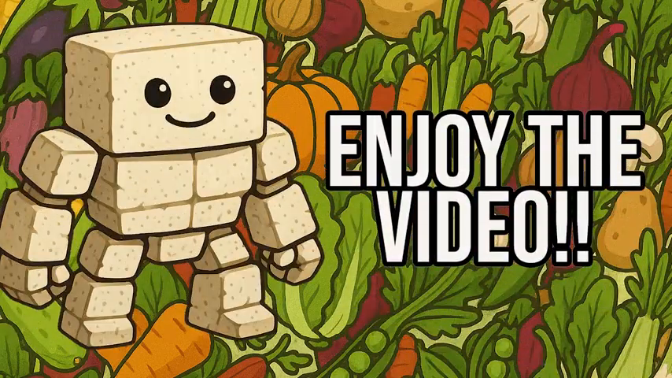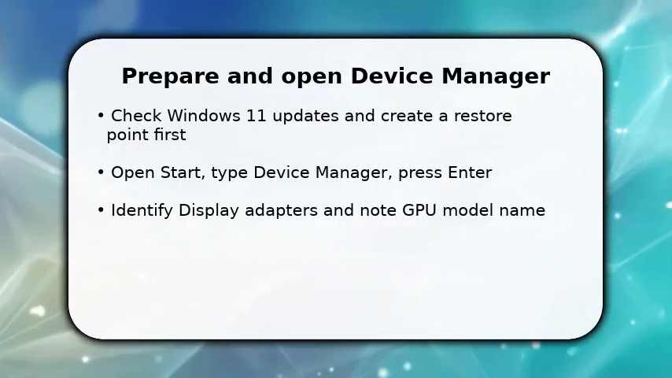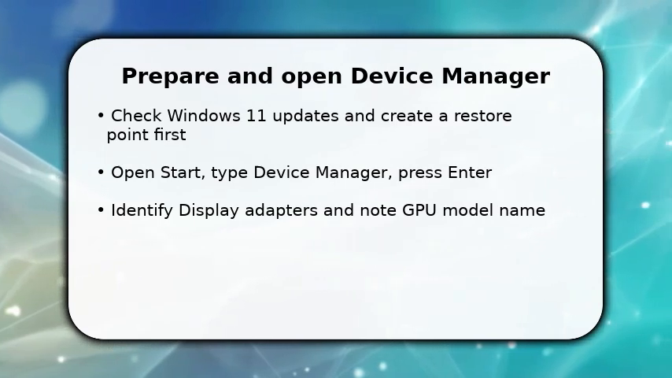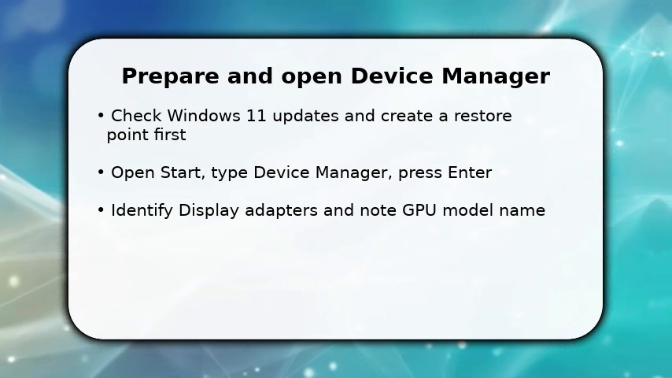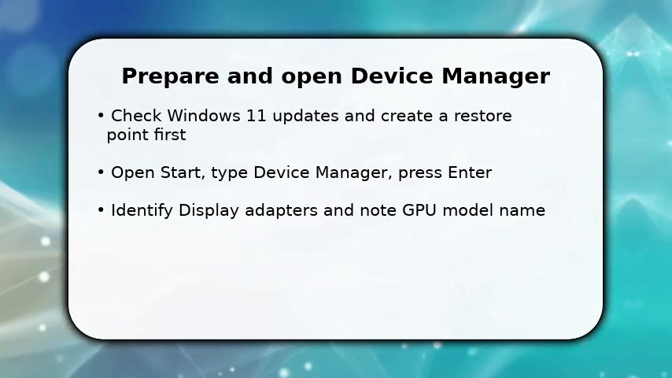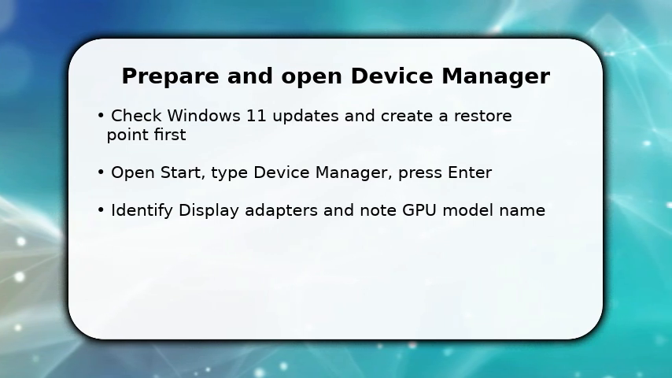Please enjoy the video. You start by making a quick restore point and confirming Windows updates are current so you can roll back if needed. Once done, open Start, type Device Manager, and press Enter to get straight into hardware view.